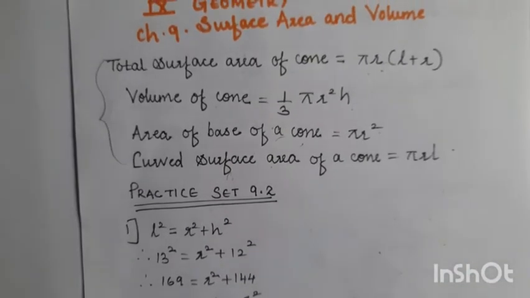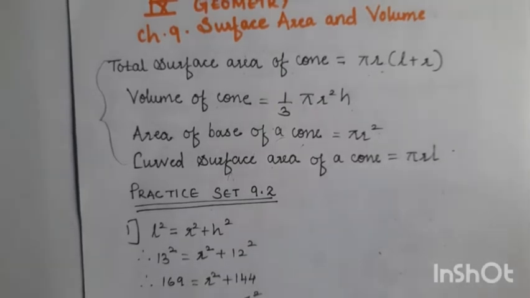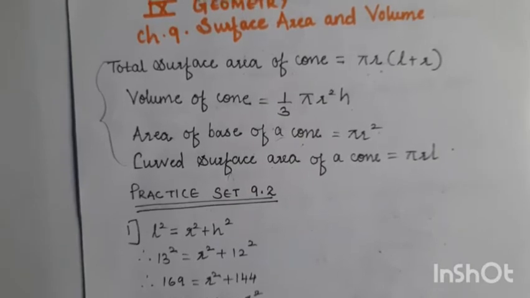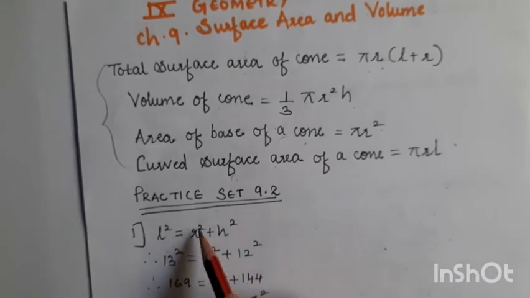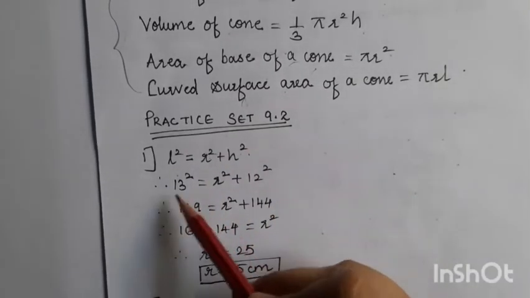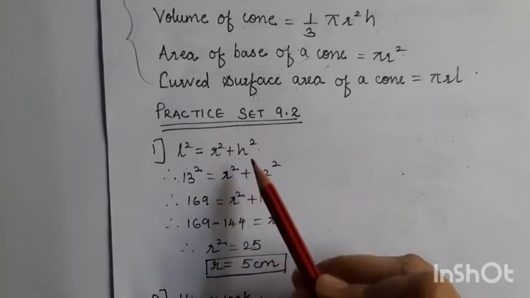Now let us start with practice set 9.2. First question. The perpendicular height of a cone is 12 centimeter and slant height is 13 centimeter. Find the radius of the base of the cone. Here the slant height and the perpendicular height are given to us and we have to find the radius of the cone. So let's see the formula. L square is equal to R square plus H square. Now L is 13, R we don't know and H is 12.